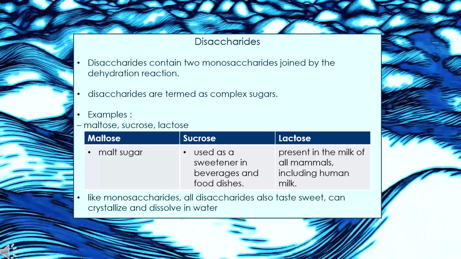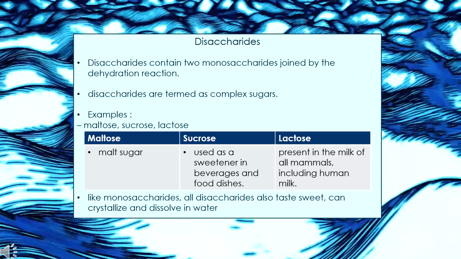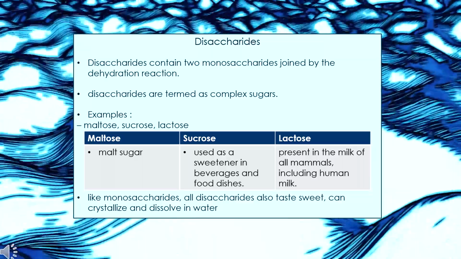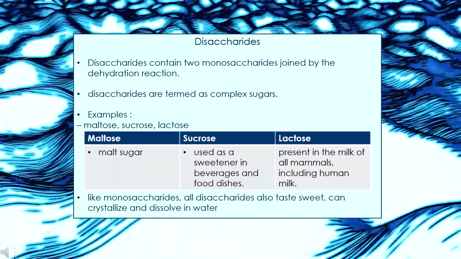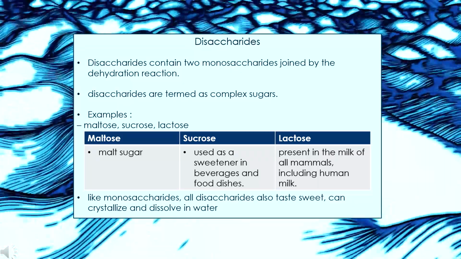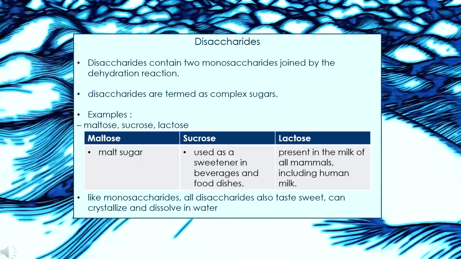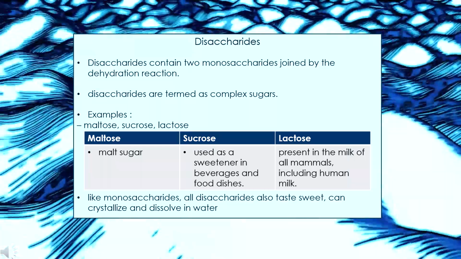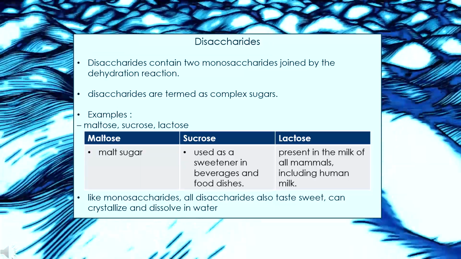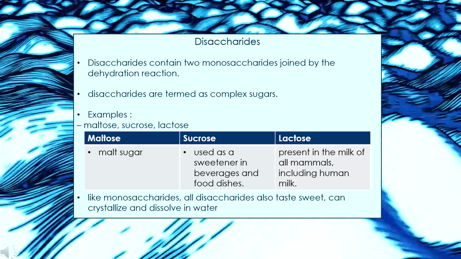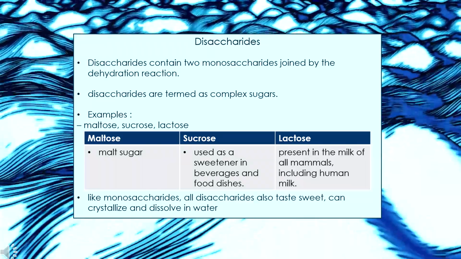Now I will explain about disaccharides. Disaccharides are two monosaccharides joined by a dehydration reaction, or we can call it a condensation reaction. Disaccharides are termed complex sugars. Examples are maltose, sucrose, and lactose. Maltose is malt sugar, sucrose is used as a sweetener in beverages and food dishes, and lactose is present in the milk of all mammals including human milk. Since all disaccharides are formed from monosaccharides, all disaccharides also taste sweet, can crystallize, and are soluble in water and in blood.